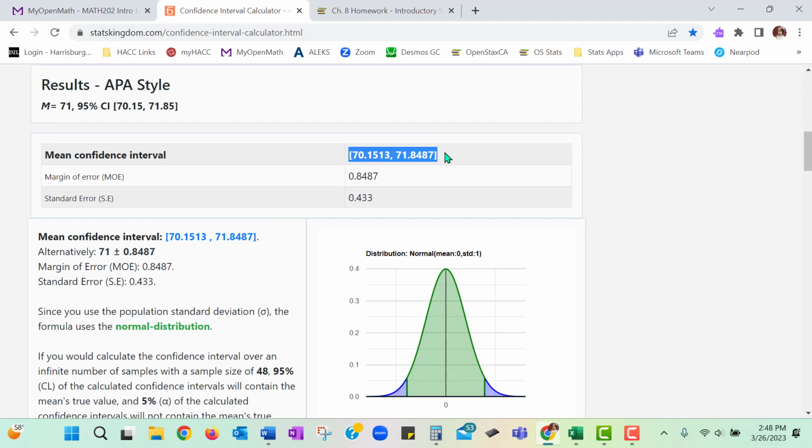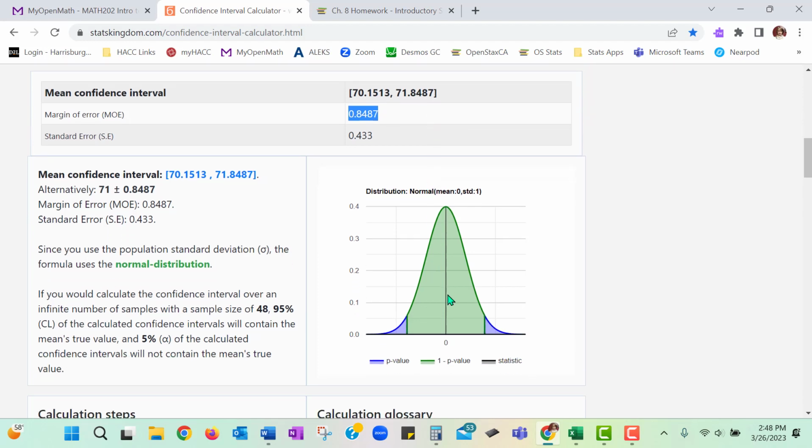So here's our confidence interval. Up here, it's rounded to 2 decimal places. And here's our margin of error. So 71 would be in the middle, and we subtract 0.8487 and add 0.8487 to get the lower and upper limit of our confidence interval. And then here's a graph showing that.